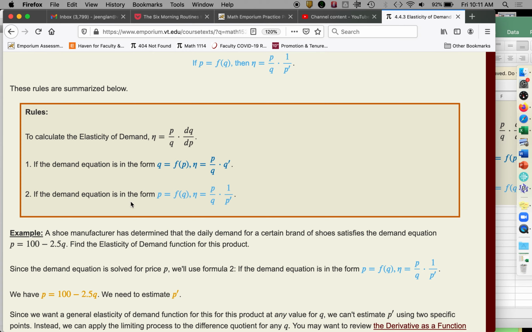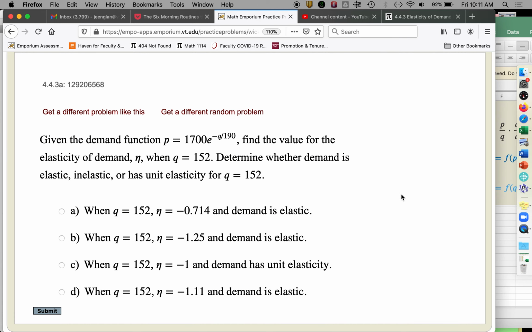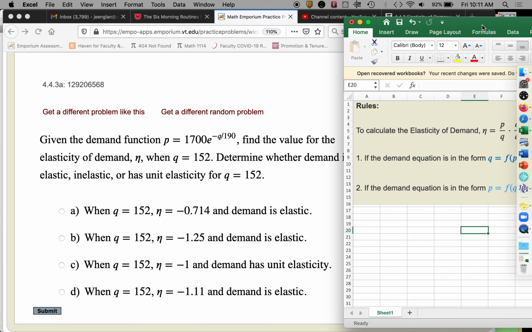If the demand equation is in the form P equals F of Q, then eta equals P over Q times 1 over P prime. And it gave us a value to plug in for Q. We're going to have to figure out what we need for P, and then we'll have to figure out our P prime as well. We'll be able to estimate that. Okay, so let's go back to the problem, and I'm going to pull up Excel and do my calculations in Excel.